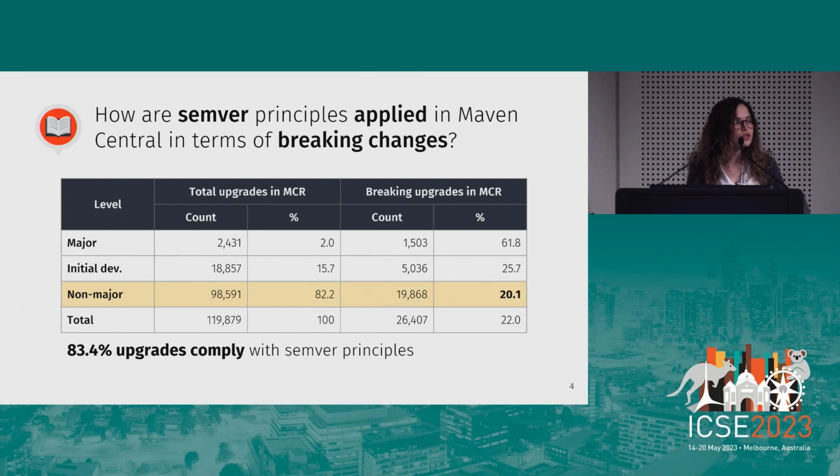From these, we saw that 20% of them were actually introducing breaking changes without informing their clients via the version number. So we said, okay, this is not good, but when we look at the general picture, we noticed that more than 80% of the upgrades are actually compliant with semantic versioning. So semantic versioning is not strictly followed, but it is widely applied in the wild.